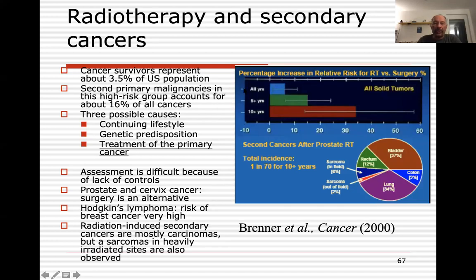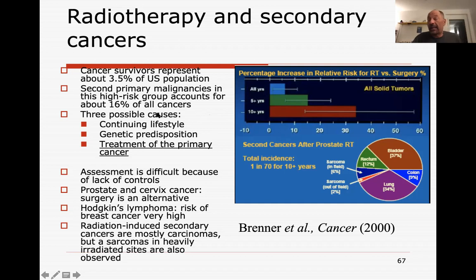The last point I wanted to touch is the second cancers, and why is that? This is important, especially important for the young patients, let's say, but not only for the young patients. We will see in a second why.